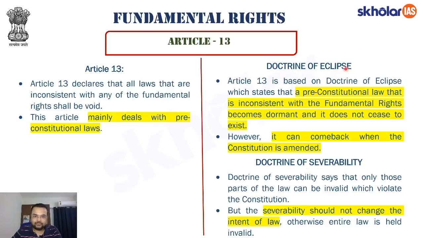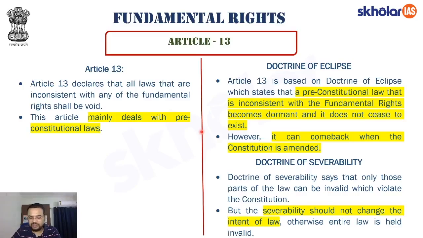What is doctrine of eclipse? Let's try to understand that Article 13 is based on doctrine of eclipse. What exactly does it say? That a pre-constitutional law that is inconsistent with the fundamental right will become dormant and it does not cease to exist. However, it can come back when the constitution is amended.